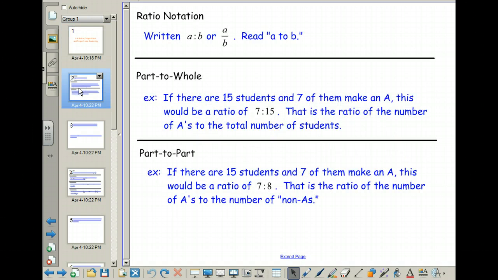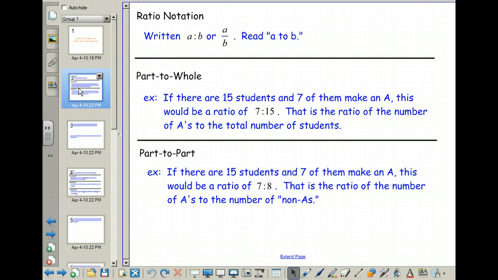All a ratio is, is a fraction. It's exciting, we've been working with fractions, right? So a ratio is written as A colon B, or for more practical purposes, we're going to write it as a fraction, A over B, and then we read that as A to B. Okay?